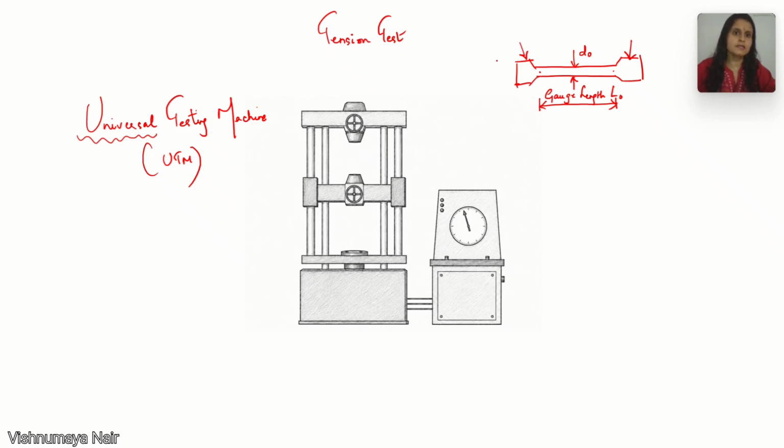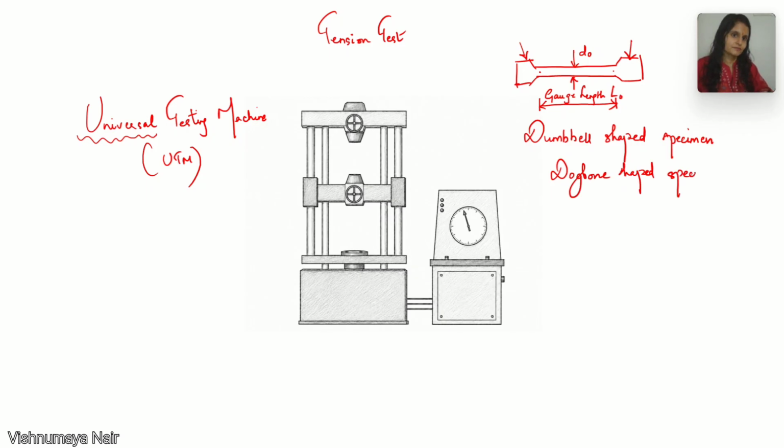Now, when you look at the specimen, the shape looks somewhat like a dumbbell, right? So the specimen is also known as dumbbell shaped specimen. It has another name as well, that is dog bone shaped specimen. Now for conducting the test, this test is also known as uniaxial tensile test.